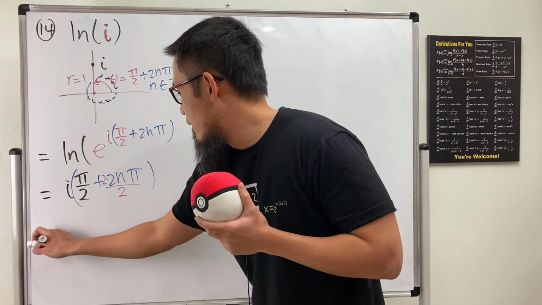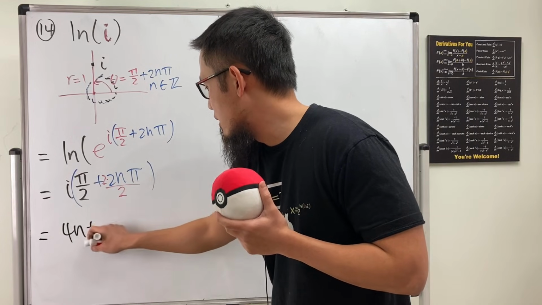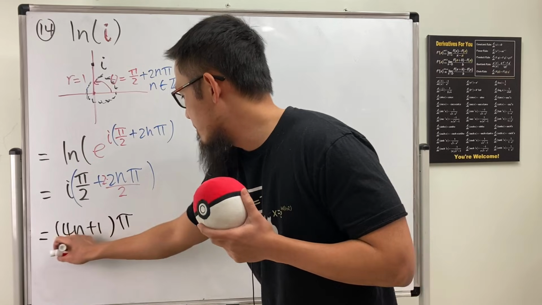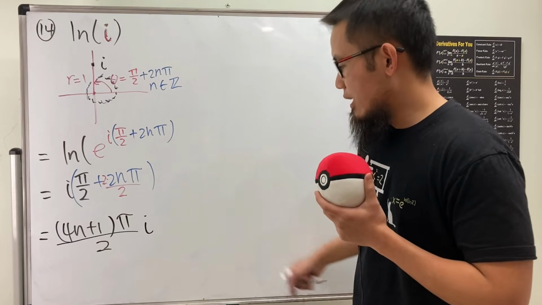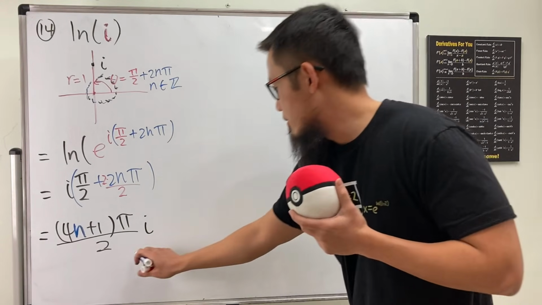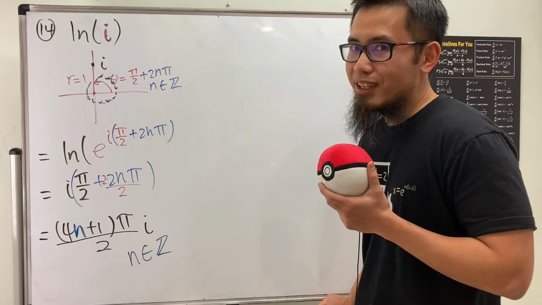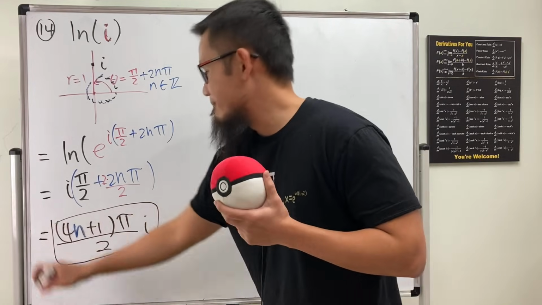4n plus 1, then factor out the pi. And then divided by 2, and then put the i right here. And then the n is just an integer, so maybe denote this right here. So you have infinitely many answers for ln i. So this right here is it.